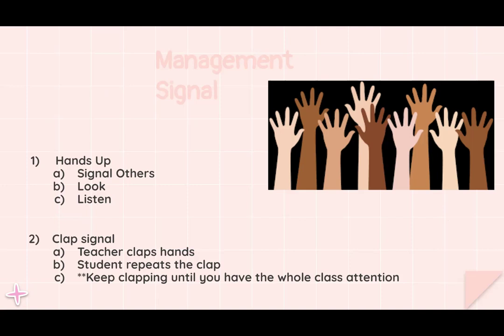Teacher can also use the clap signal, where the teacher claps their hands. Student repeats the clap. Keep on clapping until you have the whole class's attention. Not only do you have their attention, but remember, it's supposed to be silent and eyes are on you.